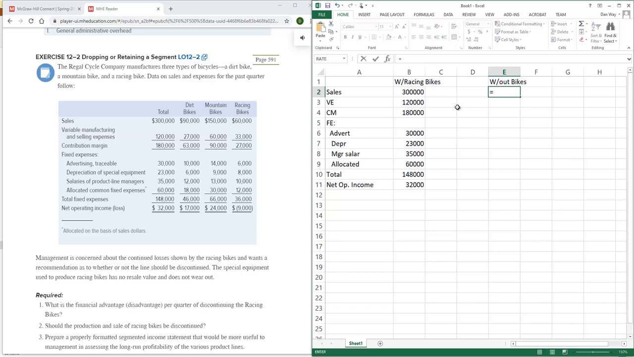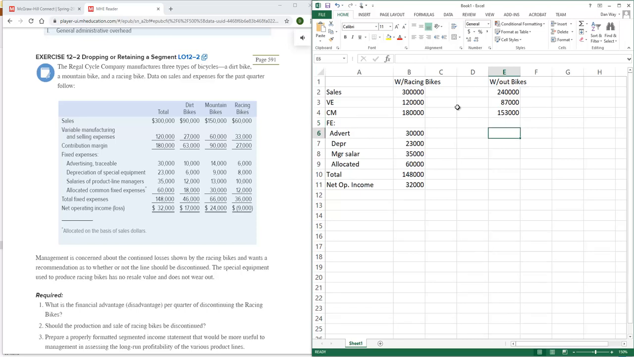So let's talk about what happens if we get rid of the racing bikes. Sales then drops off by exactly the amount that the racing bikes generate in sales. So our total sales of $300,000 minus the $60,000 that we sell in racing bikes, for sales of $240,000. Similar idea for the variable expenses. We could add up the dirt bikes and mountain bikes, or take that combined total from the far left column minus what the racing bikes do. Contribution margin, similar idea, $180,000 total minus the $27,000 that the racing bikes generate. There's our CM of 153.